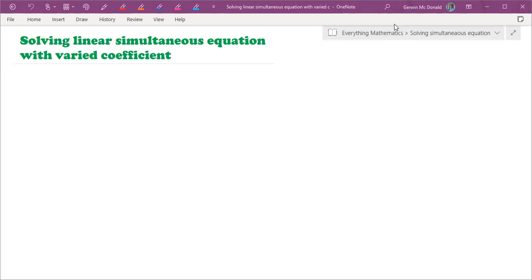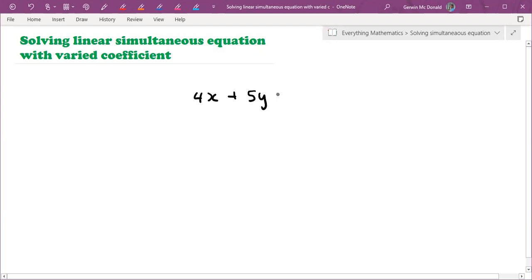So let's start with an example here. We have 4x plus 5y is equal to 8. Let's say that's our equation 1. And in equation 2 here, we have 6x minus 2y is equal to 26. Hope I got these numbers right.